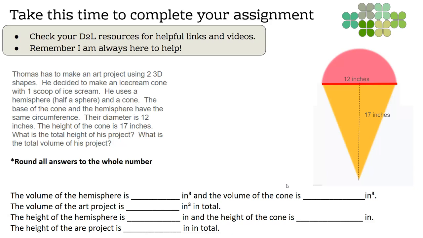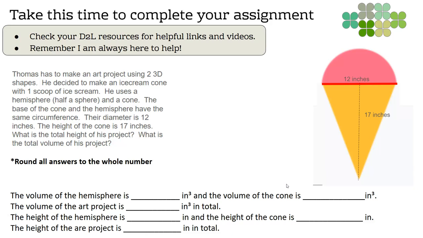The base of the cone and the hemisphere have the same circumference. Their diameter is 12 inches. The height of the cone is 17 inches. What is the total height of his project? What is the total volume of his project?